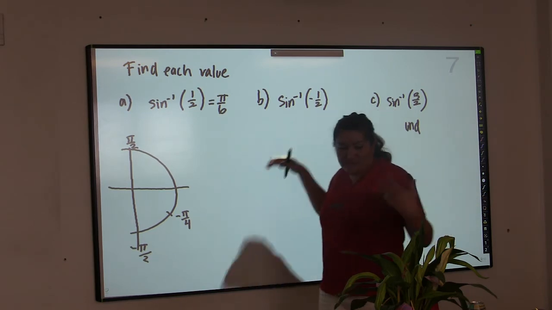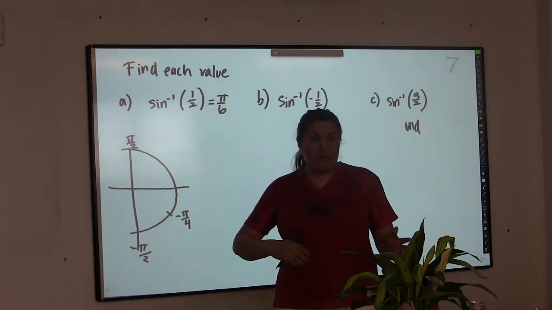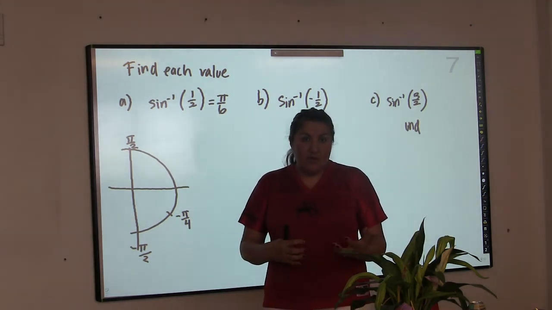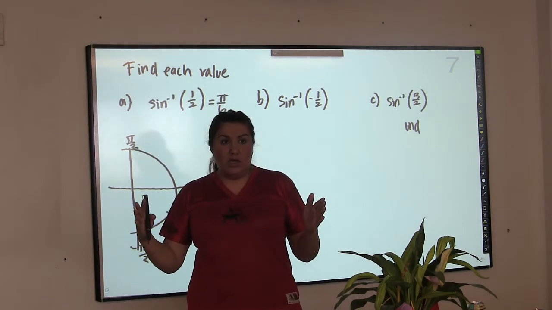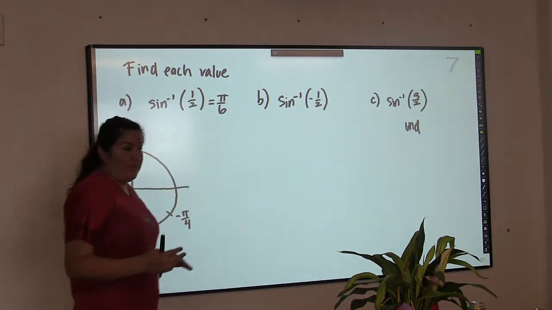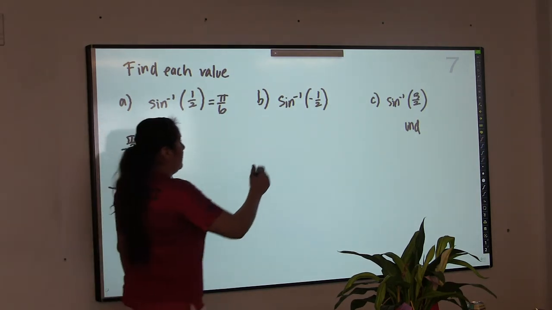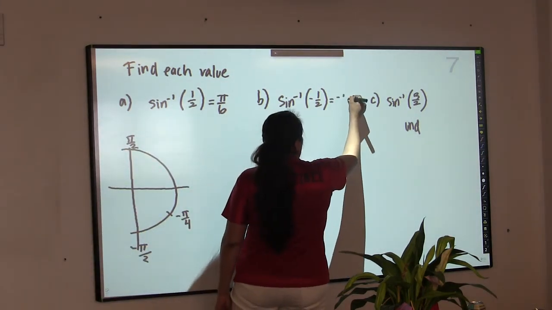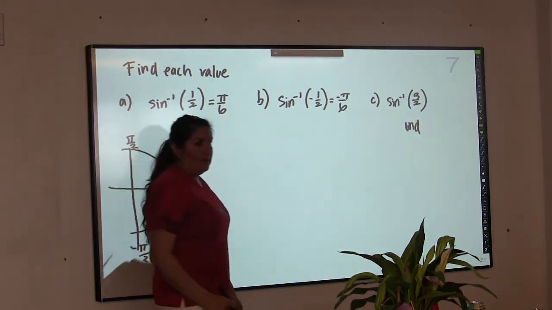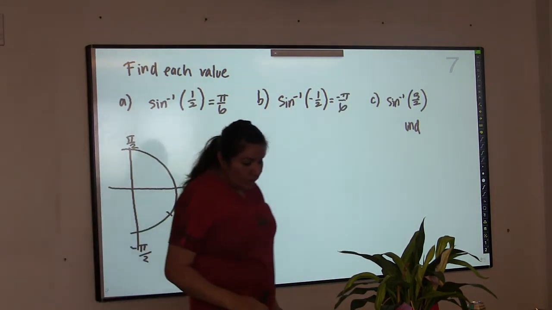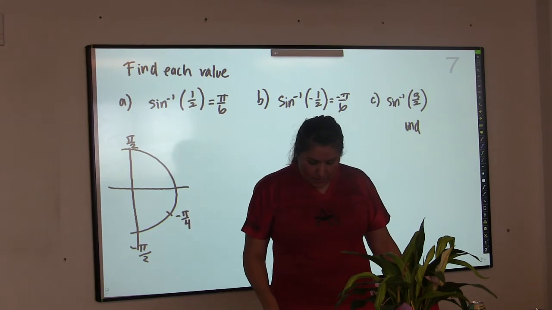Negative pi over 6. You guys said it was 11 pi over 6, but we want to make sure that our answer has to be in the range of sine, which is negative pi over 2 to positive pi over 2. So it has to be a number in this region. All right, so this is going to be negative pi over 6. Yeah? Awesome.